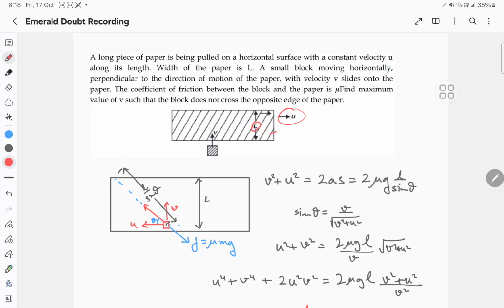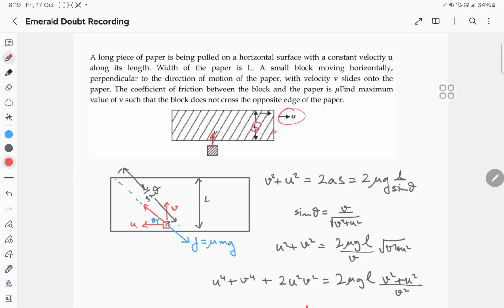A small block is moving horizontally, perpendicular to the direction of motion of the paper. This is all the top view, with velocity v. This guy slides onto the paper. The coefficient of friction between the block and the paper is mu. Find the maximum value of v such that the block does not cross the opposite side of the paper.